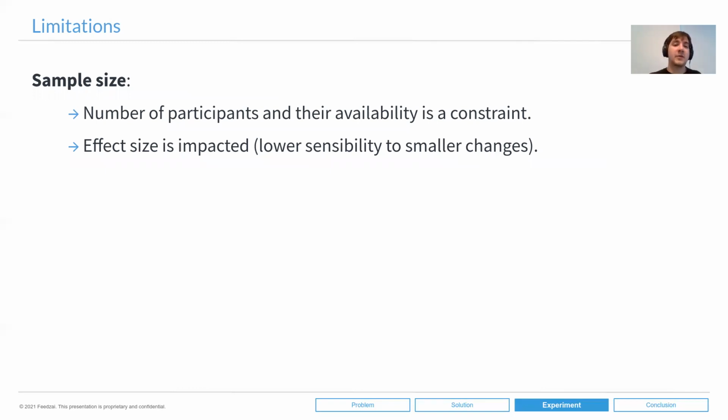Our study had some limitations, so we're going to talk about that in a bit. The first limitation was the sample size, and this was because of the constraint on the number of participants and their availability for the study. Because of that, the effect size was impacted, which means that we had a lower sensitivity to smaller changes in distributions between variants.